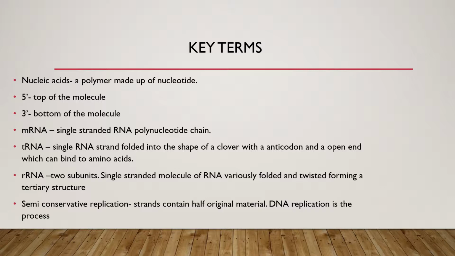And rRNA, which has 2 subunits, a single strand of RNA variously folded and twisted, forming a tertiary structure. We'll go on to that in chapter 3 about organelle shapes and purposes. And then semi-conservative replication, which is the way in which DNA is replicated and multiplied.